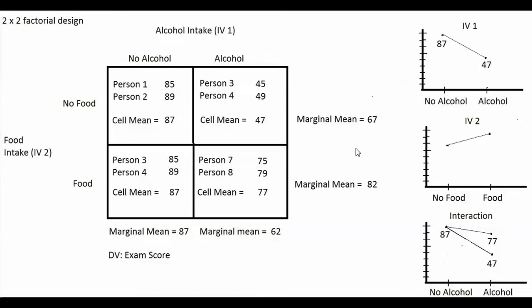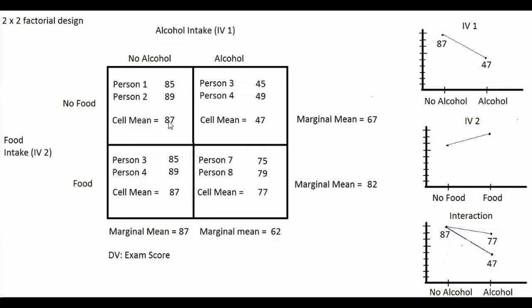Now I want to show you an example of a different data set that I think would show an interaction. This is a different experiment. In this experiment, I'm still recording exam scores, but now my first independent variable is alcohol intake. Half the participants are getting no alcohol, and the other half are getting alcohol. My other independent variable is food intake. Half the participants are getting food, and the other half aren't getting food.